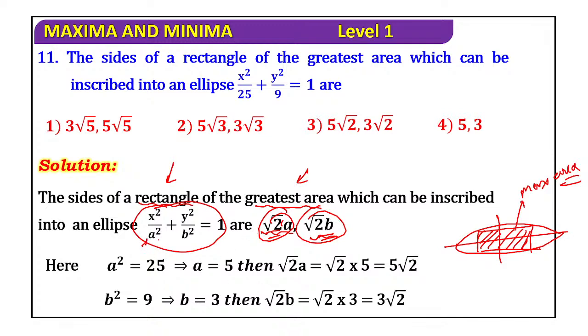Therefore, you have to find the values of a and b. You just see this is a square, this is b square. A value will be 5, b value will be 3. So whenever you have root 2a and root 2b, you can have a maximum area for the rectangle which can be inscribed inside the ellipse. Therefore, you can use this as a very important point. 5 root 2, 3 root 2 will be the answers for your 11th question. Okay, that is option 3 is going to be the right answer.